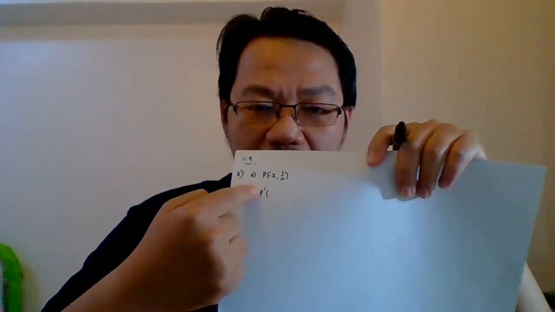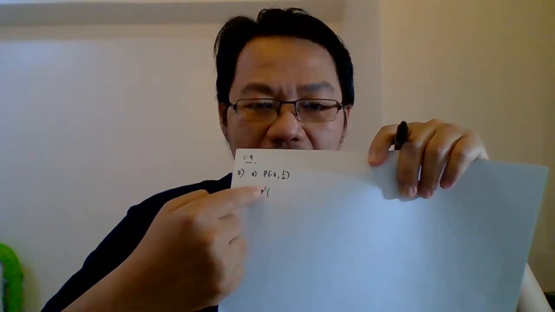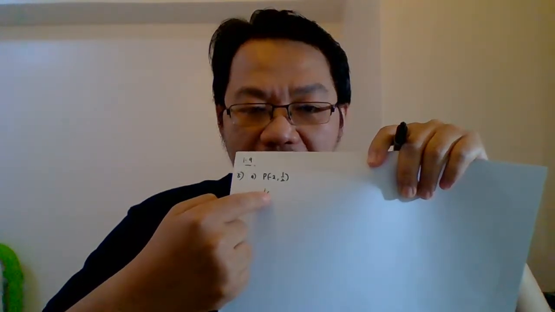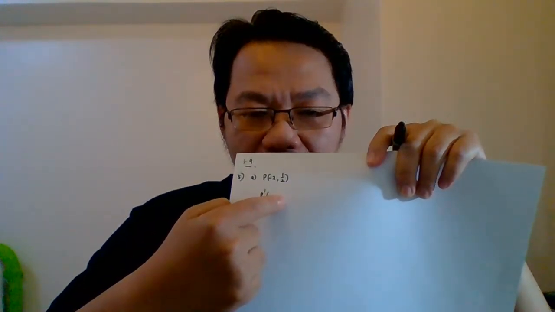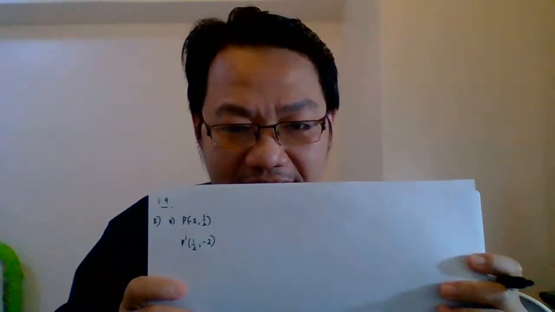For the point P inverse, it becomes half comma negative 2 here. Just terbalik sahaja. Very straightforward. So that means all the question number 5 A, B, C, D, you just terbalikkan sahaja. It's very straightforward.